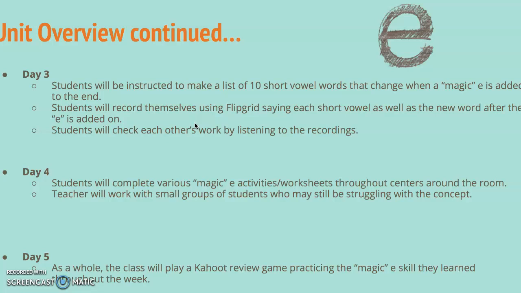Day 3, students will be instructed to make a list of 10 short vowel words that change when a Magic E is added to the end. Students will record themselves using Flipgrid saying each short vowel word as well as the new word after the E is added on. So for example, if they have cap, they will read cap, cape, tap, tape, mac, make.